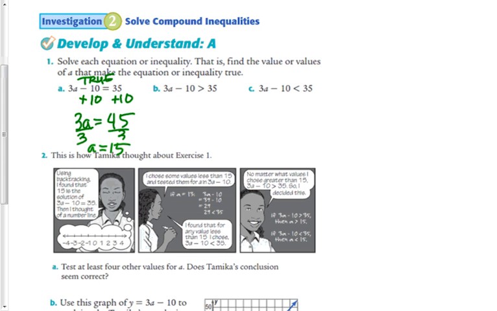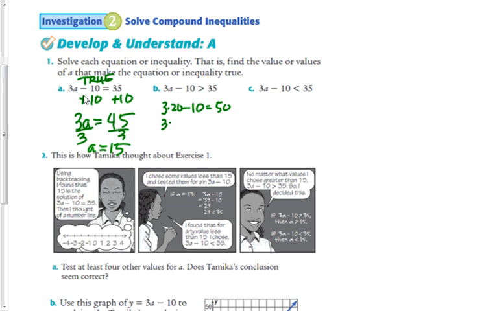One thing we could do is something obvious, like 3 times 100 minus 10. That's 300 minus 10, which is obviously going to be greater than 35, right? But what I'd like to do is describe all the numbers that will make this true. So I'm going to think of numbers closer, like 3 times 20 minus 10. That would give me 60 minus 10, which is 50. And 50 is definitely greater than 35.